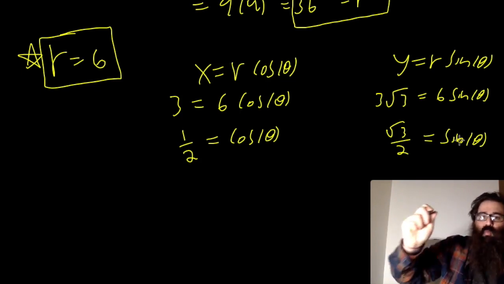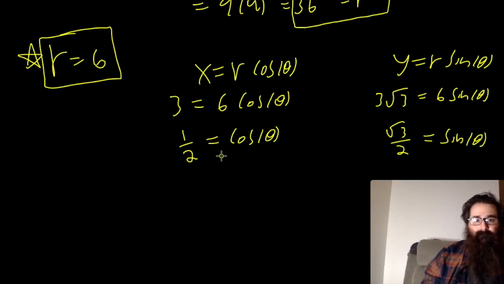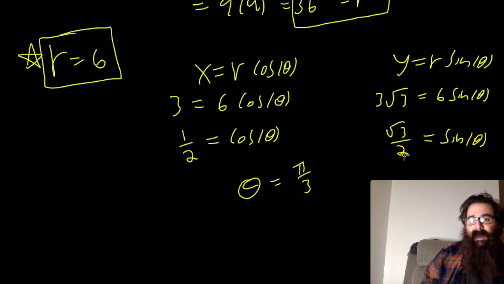Hey, welcome back. What did you get for theta? Hopefully you got pi over 3. It's got to be pi over 3. You need cosine to fall from 1 to radical 3 over 2 to radical 2 over 2 to 1/2. That's the last stop along the way, which is pi over 3. Similarly, we need sine to crawl up from 0 to 1/2 to radical 2 over 2 to radical 3 over 2. That's going to be pi over 3.